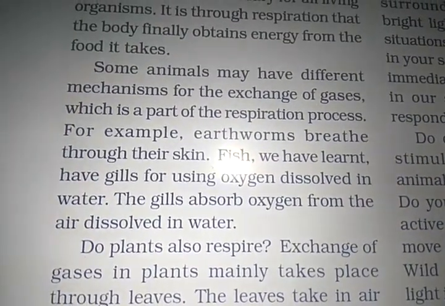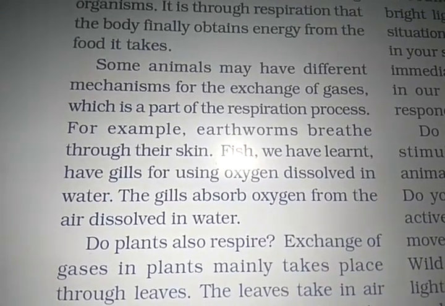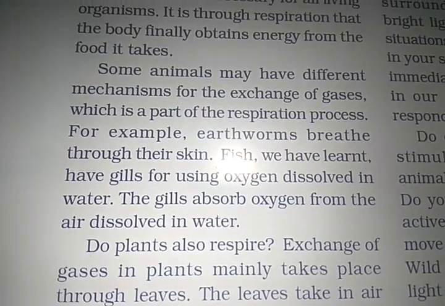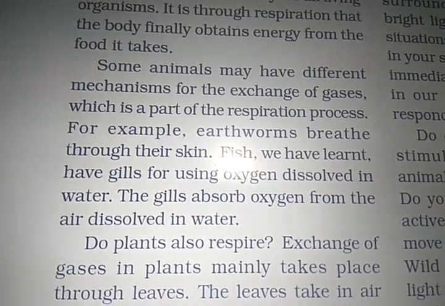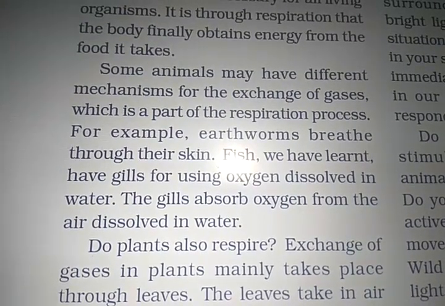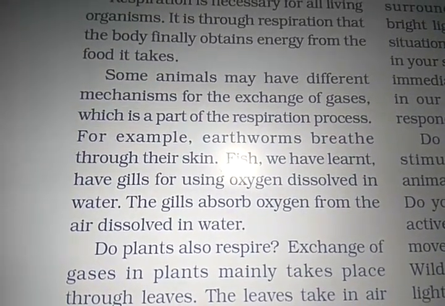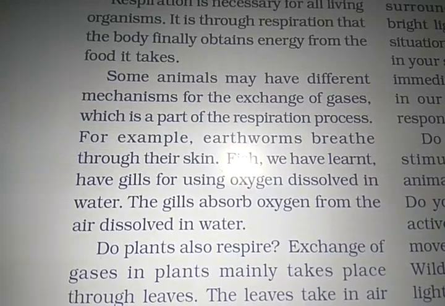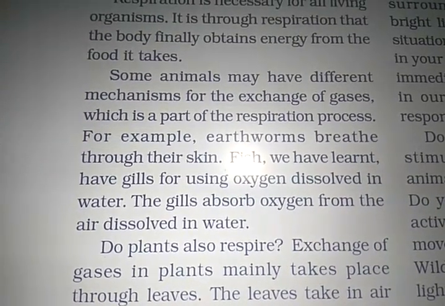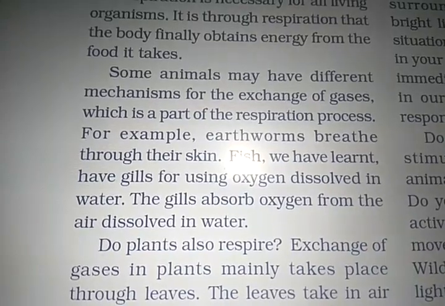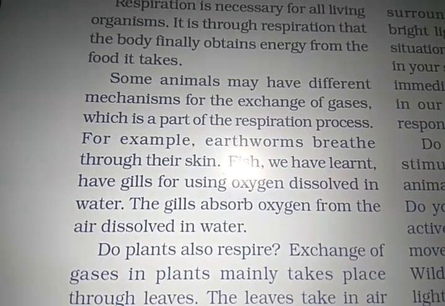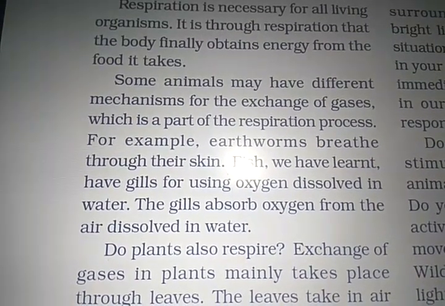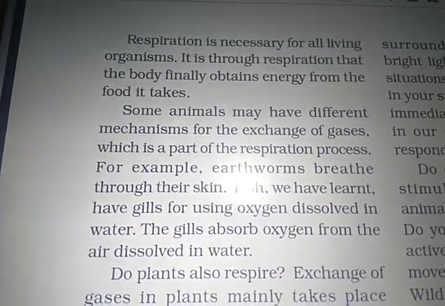Some animals may have different mechanisms for the exchange of gases, which is a part of the respiration process. For example, earthworms breathe through their skin. We have learned that fish breathe through gills, using oxygen dissolved in water. Whales and dolphins do not breathe through gills; they have blowholes. The gills absorb the oxygen dissolved in water.